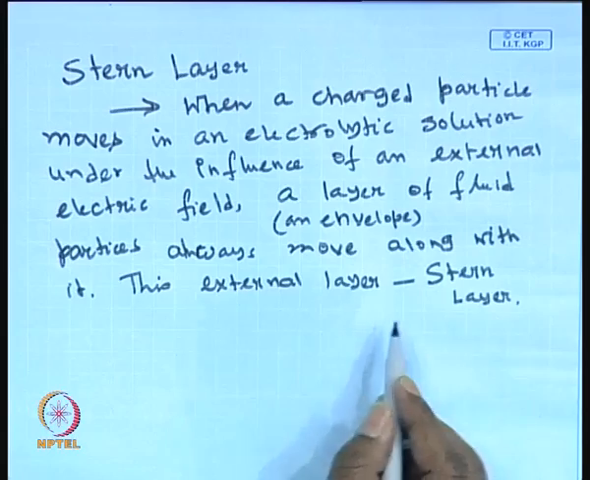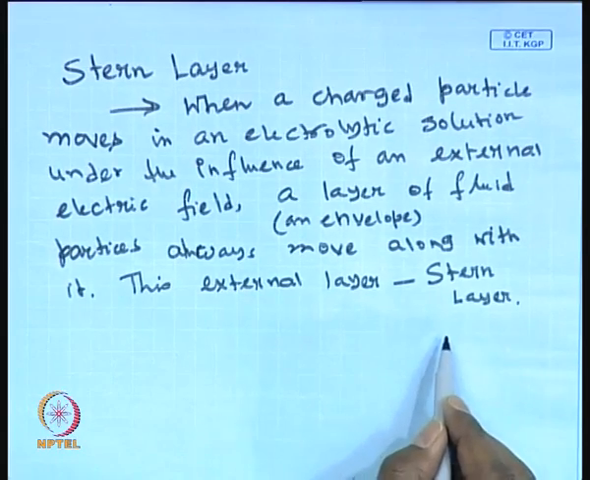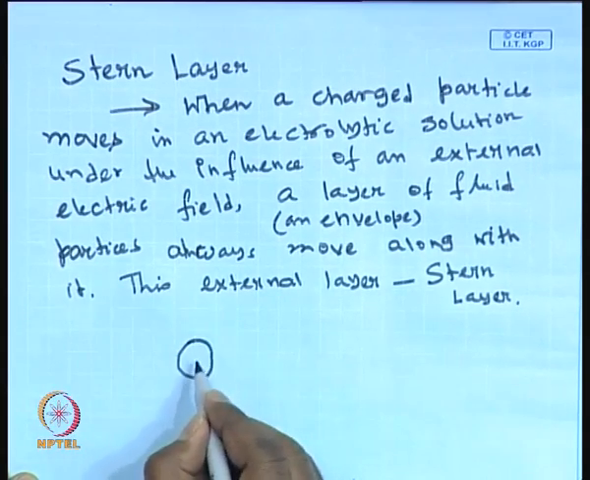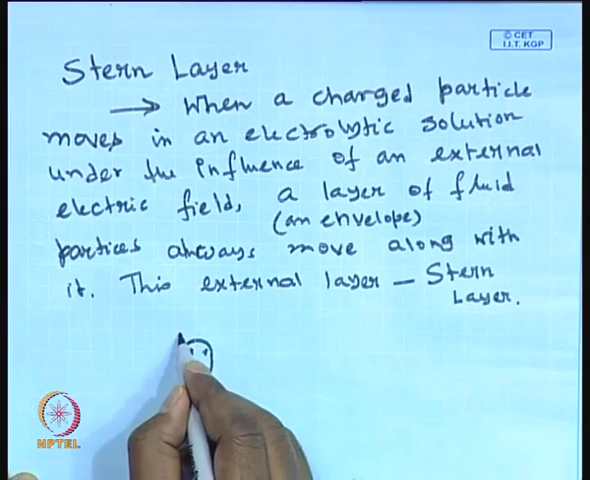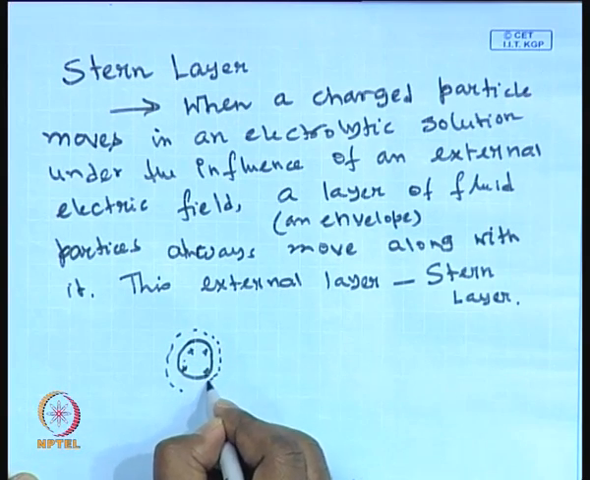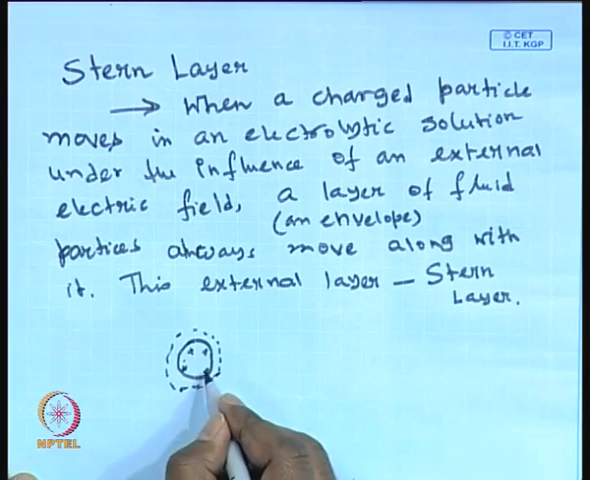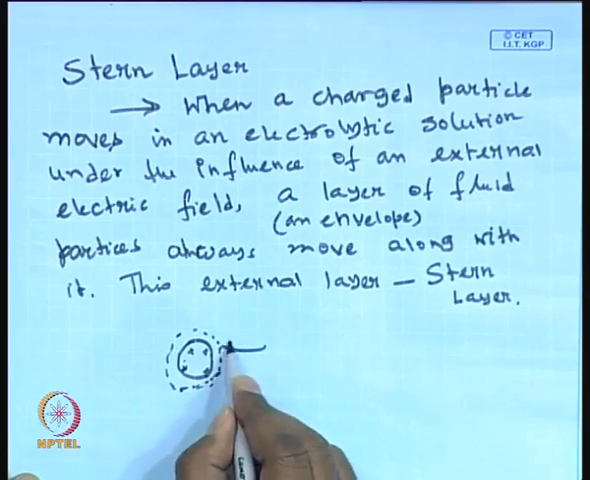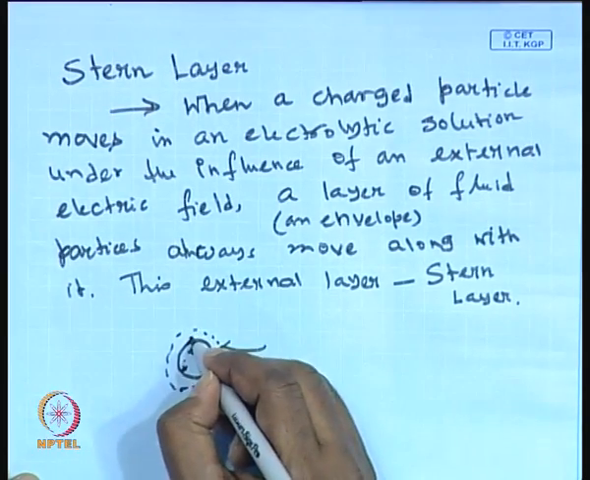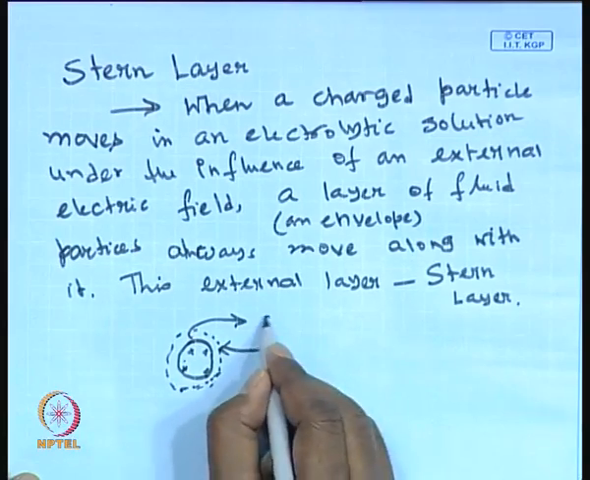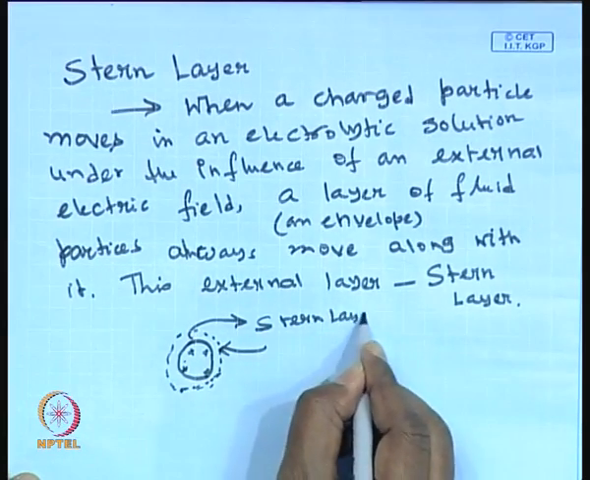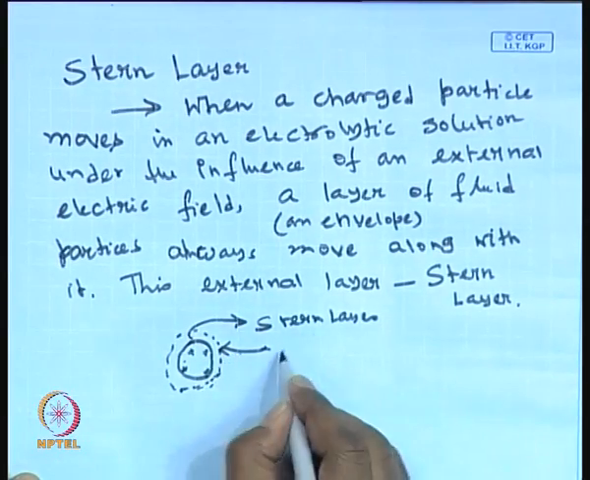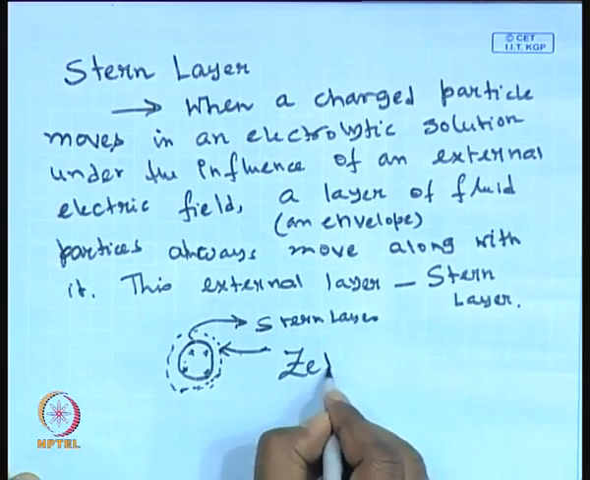And the surface potential on the outside surface of this Stern layer is known as the zeta potential. That means, this is the charged particle and you will have an external layer mainly constituted by the counter ions, that means negatively charged ions, moving along with it. So, this particular layer is known as the Stern layer, and the potential on this outside surface is known as the zeta potential.